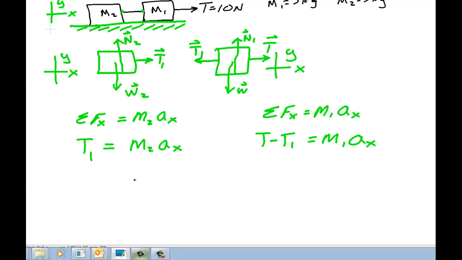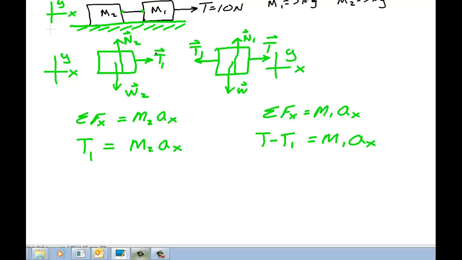Now here's something neat to note. The easiest way to work a set of equations involving two objects like this is to add them, and the reason is the third law. Here you'll have a positive T1, that's the force being applied by M1 on M2. Over here you'll have minus T1 by the third law.